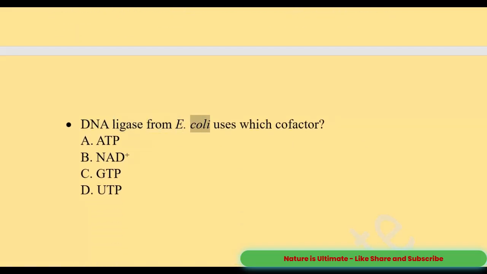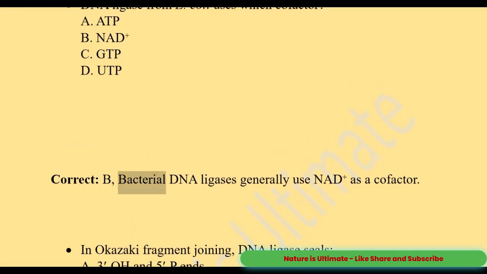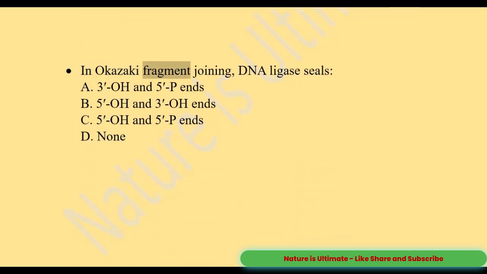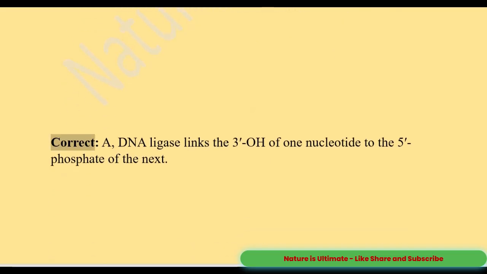DNA ligase from E. coli uses which cofactor? A. ATP. B. NAD. C. GTP. D. UTP. Correct: B. Bacterial DNA ligases generally use NAD as a cofactor. In Okazaki fragment joining, DNA ligase seals: A. 3'OH and 5'P ends. B. 5'OH and 3'OH ends. C. 5'OH and 5'P ends. D. None. Correct: A. DNA ligase links the 3'OH of one nucleotide to the 5'-phosphate of the next.